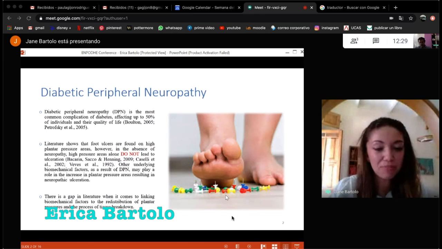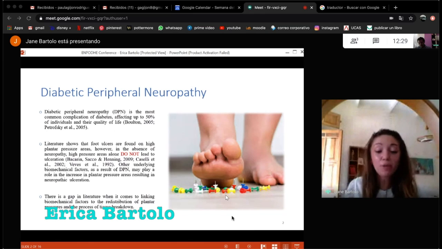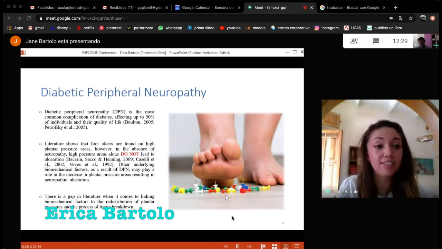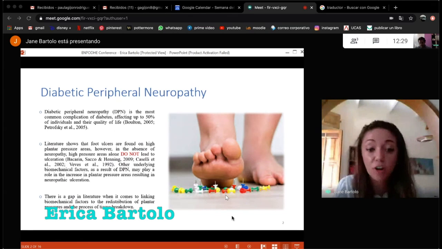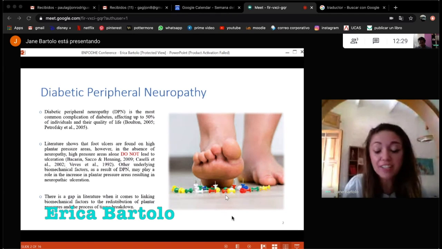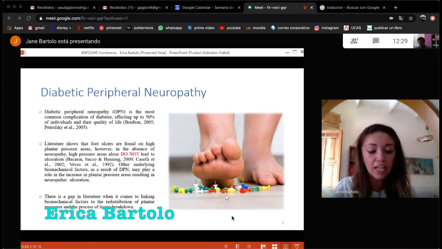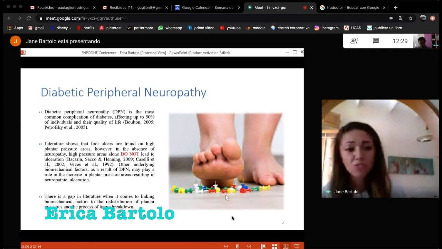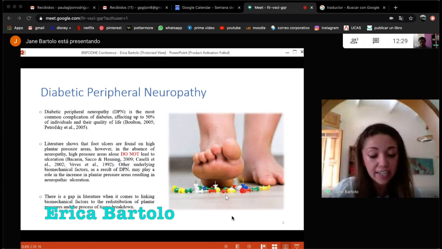Yeah, so diabetes is a growing problem globally, and up to 50% of individuals living with diabetes suffer from peripheral neuropathy. So if the protective sensation is compromised, there's an increased risk of ulceration in these patients. Now, research shows that even though ulcers develop on high plantar pressure areas, an increase in plantar pressure on its own does not lead to ulceration. So it is important to understand more clearly which underlying biomechanical factors are causing that increase in plantar pressure in neuropathy.